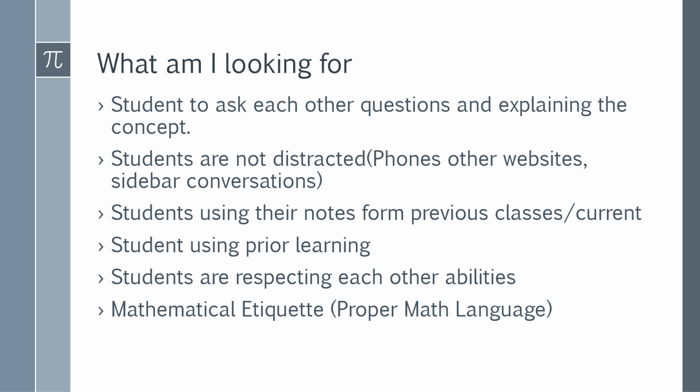Guys, when we are in type B, this is what I'm looking for. Students to ask each other questions and explaining the concepts. So that means when we are doing group assignments, all I'm looking for is seeing, okay, are you talking to your people? Are you really engaged in terms of understanding the material versus, okay, I got it, okay, I got it. Students are not distracted, so when I'm walking around, if I see phones, of course, I would just deduct points. If I hear any sidebar conversations, I may just say, hey, keep your sidebar to a minimum. But when we come to a point, I may deduct points from there. Alright?